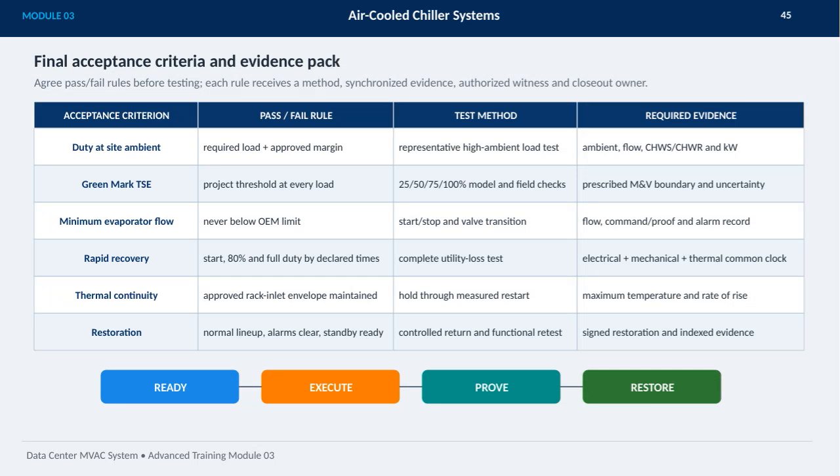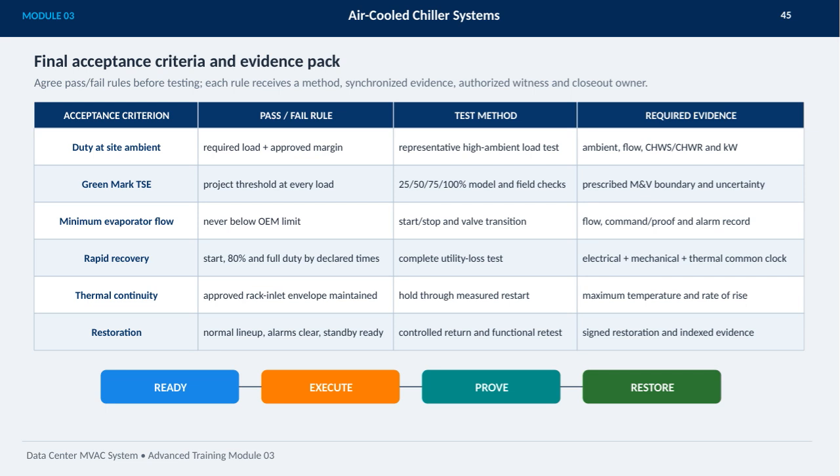In this module, we focus on the final acceptance criteria and the evidence pack necessary for air-cooled chiller systems in data centers. Before testing begins, it's crucial that we agree on pass or fail rules, ensuring each rule has a clear test method, synchronized evidence, an authorized witness, and a closeout owner. Key acceptance criteria include operating the chiller at site ambient conditions with the required load plus an approved margin, performing representative high-ambient load tests, and verifying thermal continuity within approved rack inlet envelopes.